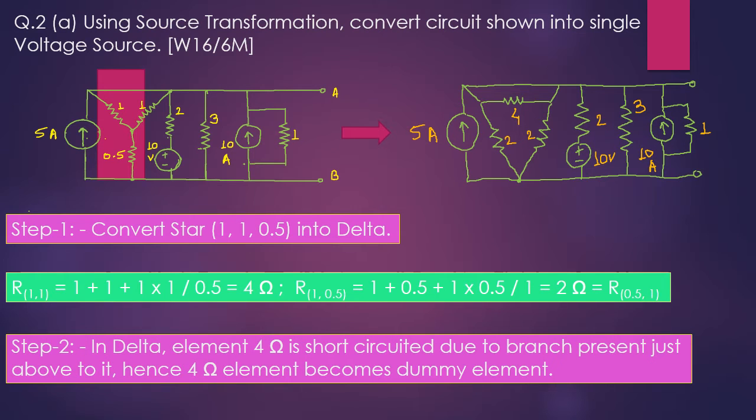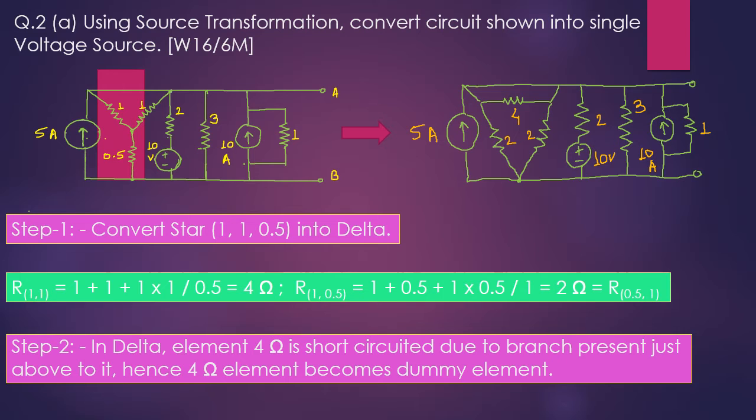Now apply step number 2. What is that step number 2? In the delta element, this 4 ohm branch is short circuited by the dead element. So this 4 ohm branch gets short circuited, hence the 4 ohm branch becomes the dummy element. Okay, so this is what we get from step 2.